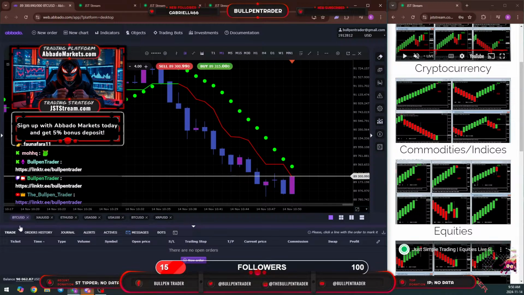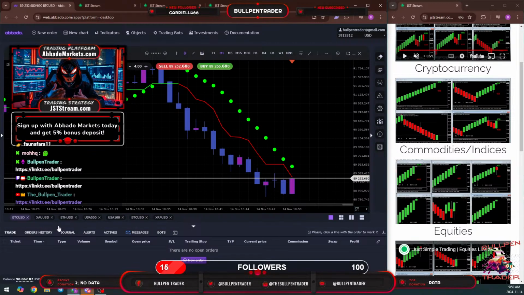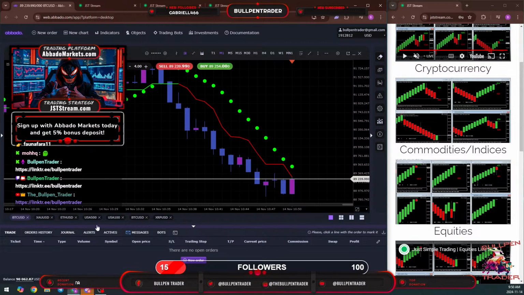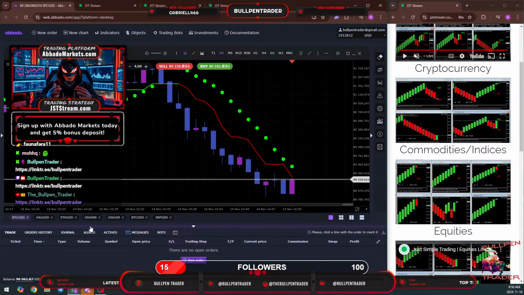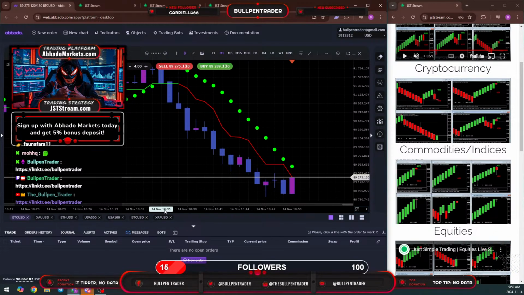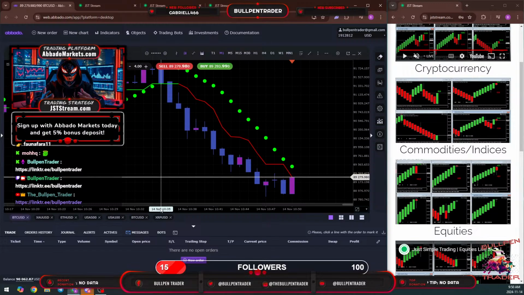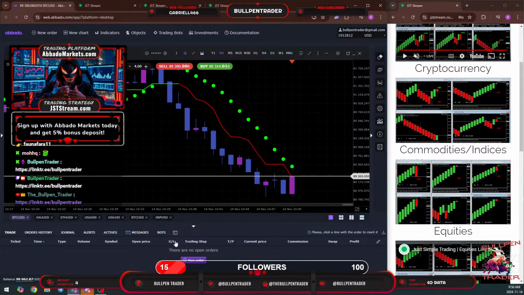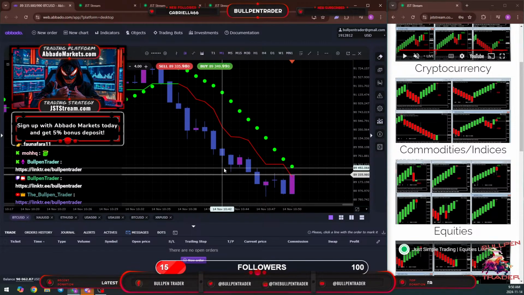As you guys can see, we're looking at Bitcoin. I have the XAU USD, the gold chart open, the S&P 500, NASDAQ, XRP. They've got Doge and ADA. They've got all sorts of markets. So no matter what you want to trade, you can find all of them on Abbado Markets.